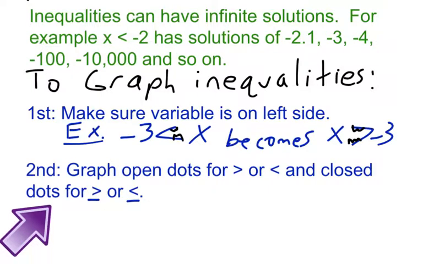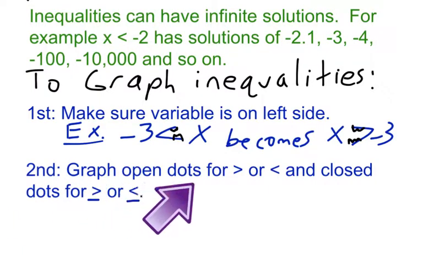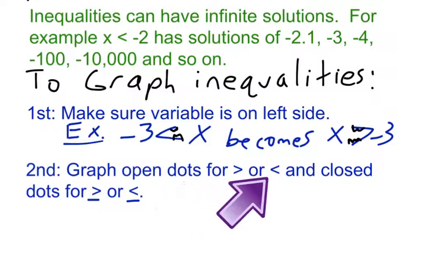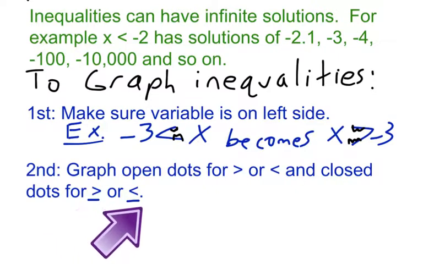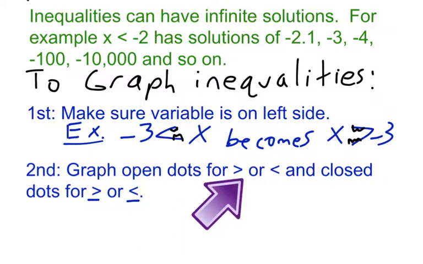Alright, second thing to remember, we want to graph open dots for greater than or less than signs, and we want to fill in those dots or close them in for greater than or equal to or less than or equal to. Think of this as the other part of the equal sign, so that means it is a solution. And these are not solutions.